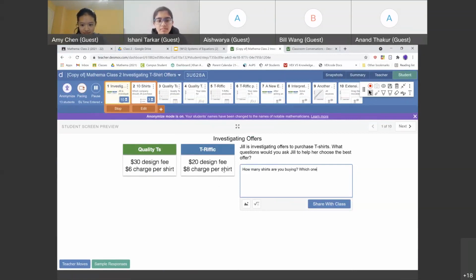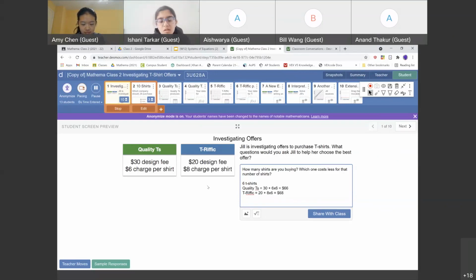So for example, if I wanted to get 6 t-shirts, then for Quality Tees, it would be 6 times $6, which is 36, plus the design fee, which is equal to $66. And then if I wanted to buy from Terrific, I would have 6 times 8, which is 48, plus 20, which is $68. So Quality Tees would be better in this scenario because it would cost less than Terrific, even if it's by a little. So we would want to know how many shirts they're going to buy just so we know which one will cost less.